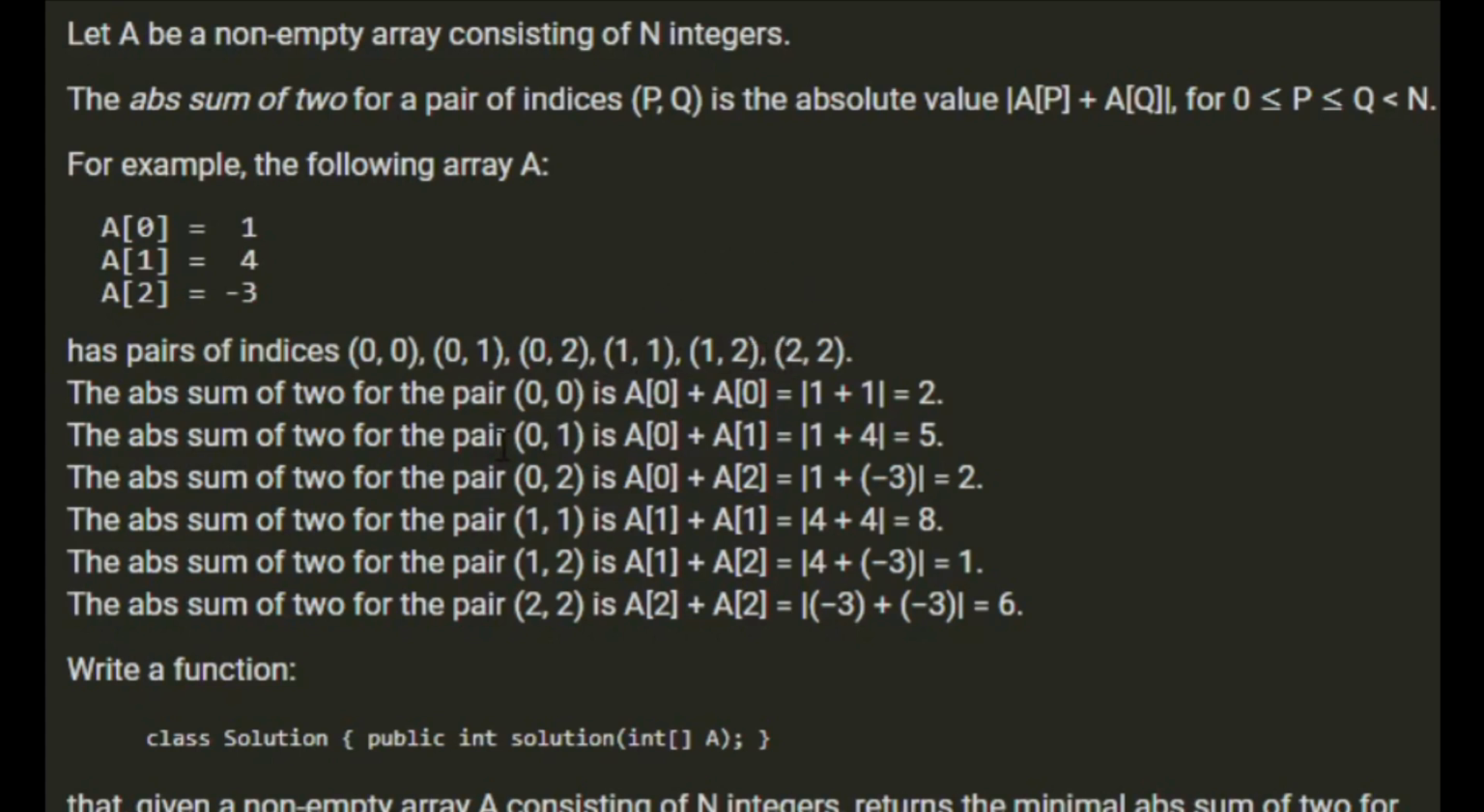The absolute sum for the pair (0, 0) is 1 plus 1, which is 2. The sum for the pair (0, 1) is 1 plus 4, which is 5. (0, 2) is 1 minus 3, which is -2, but the absolute value is 2. (1, 1) is 4 plus 4, which is 8. (1, 2) is 4 minus 3, which is 1, and (2, 2) is -3 minus 3, absolute value 6.